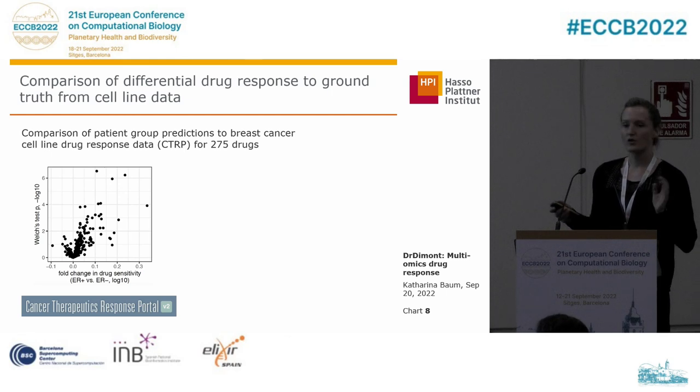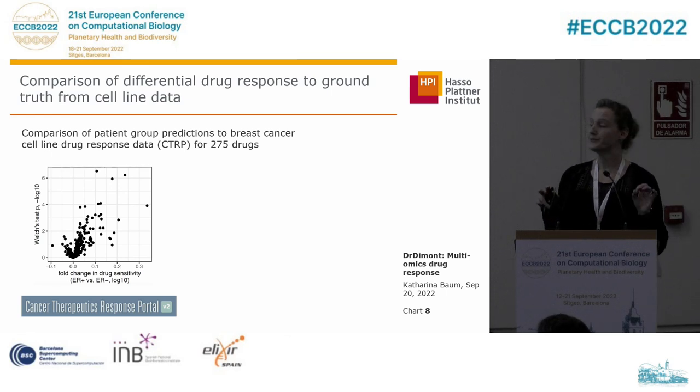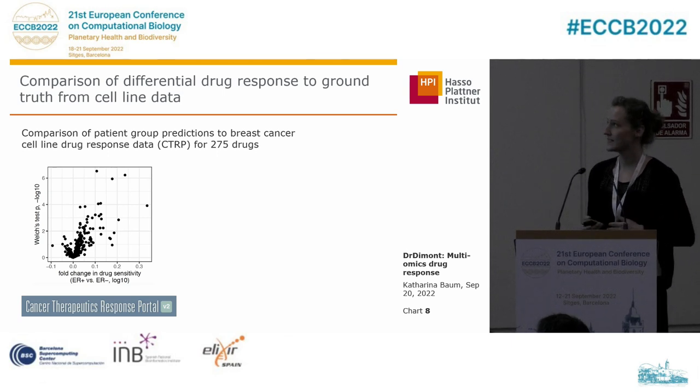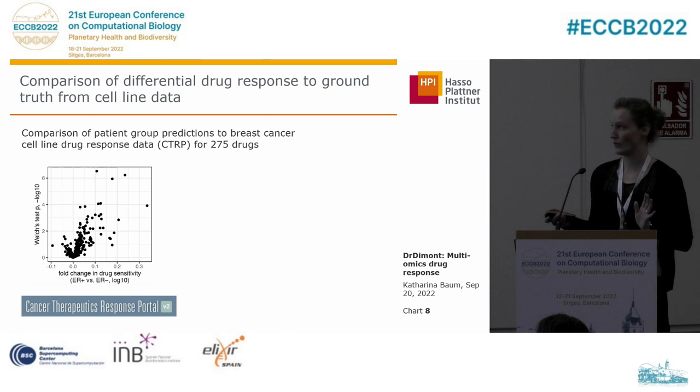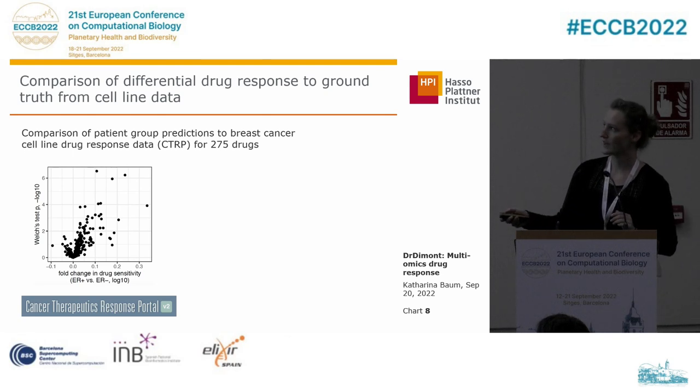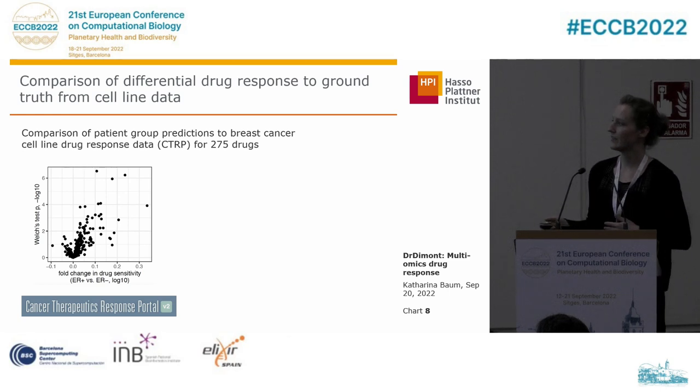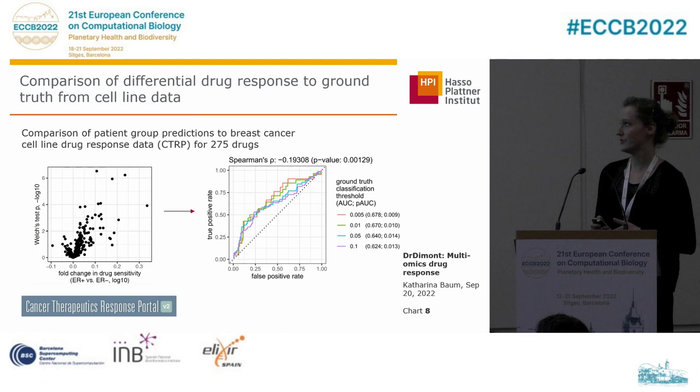And we used only the breast cancer cell line measurements for ER positive and ER negative cancer cell lines and compared the sensitivity between those. So this is our ground truth. Each dot would be a drug, so those drugs that have a high differential response would be ranked high. And then we compared this ground truth to our predictions for different thresholds for the ground truth.